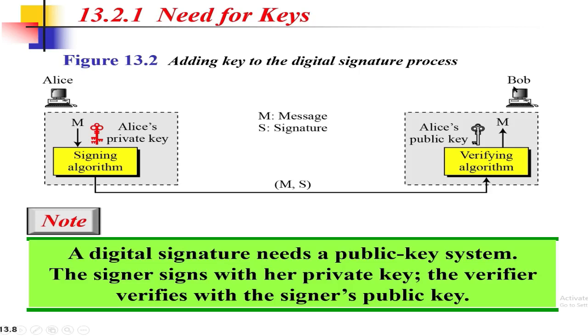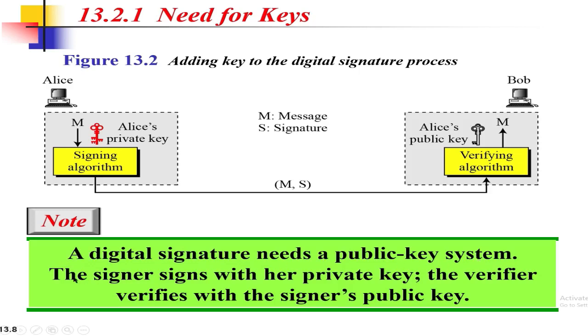But in the case of the digital signature process, if Alice is the sender and Bob is the receiver, then the message is signed by using Alice's private key and both the message and signature are sent to Bob, and Bob applies the verifying algorithm by using Alice's public key, and only if the verification is successful is the message accepted, otherwise it is rejected.